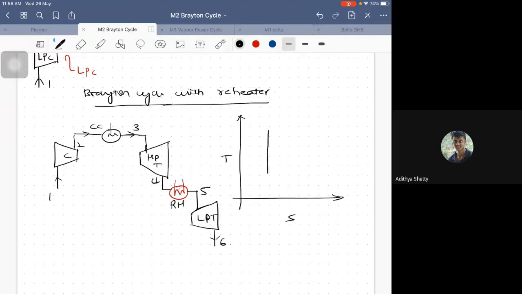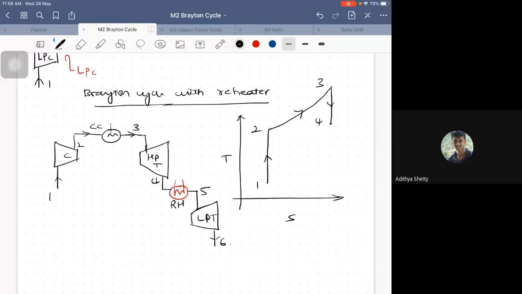So one compressor, a big line from state 1 to state 2, isentropic compression. Next, heat addition from state 2 to state 3, like this. From there, using the high pressure turbine, you are expanding the gas isentropically to a certain extent, up till state 4.